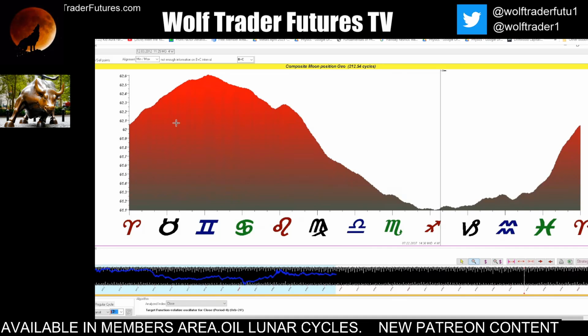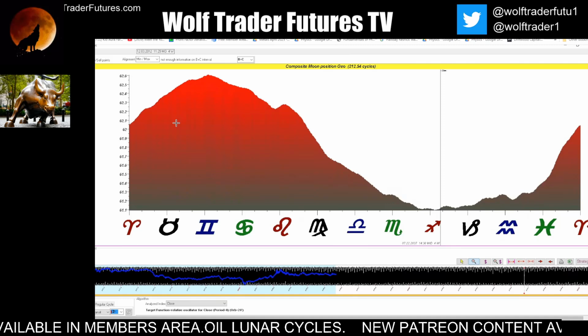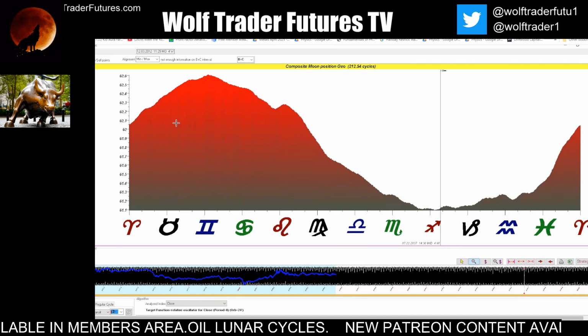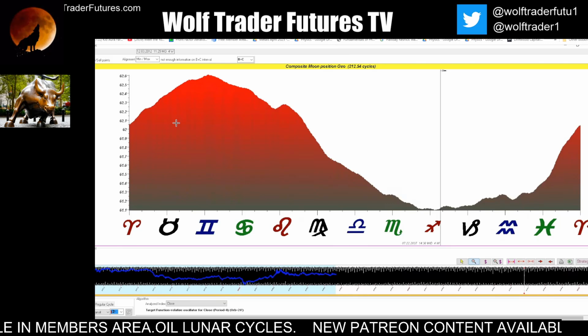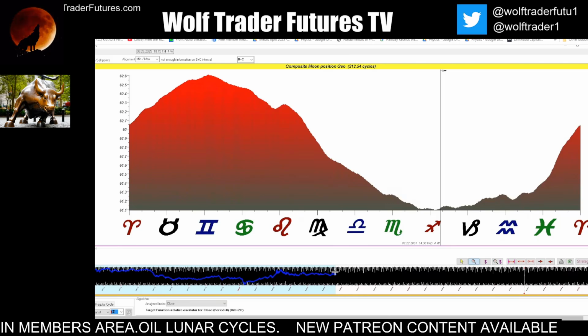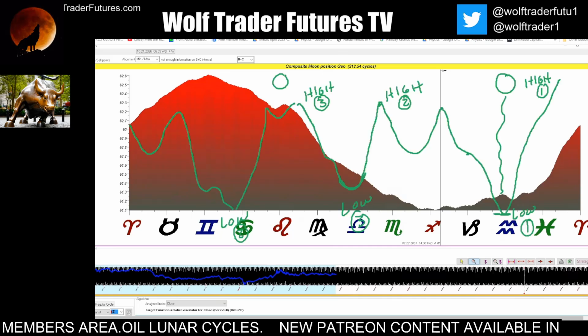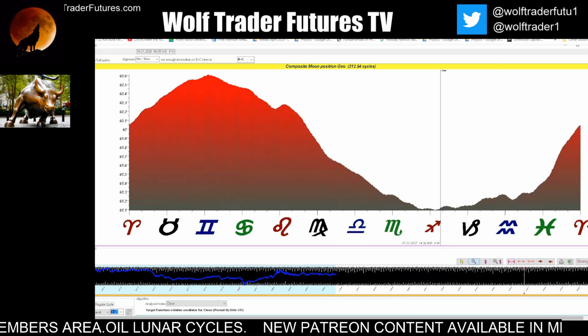It's fascinating how each symbol is different, right? Like each symbol is totally different in terms of how they react to the markets. But this is the lunar cycle for oil. So this one should not take us too long to do. But what I'm going to do is go down here first and identify the different zodiac signs for you guys down here.